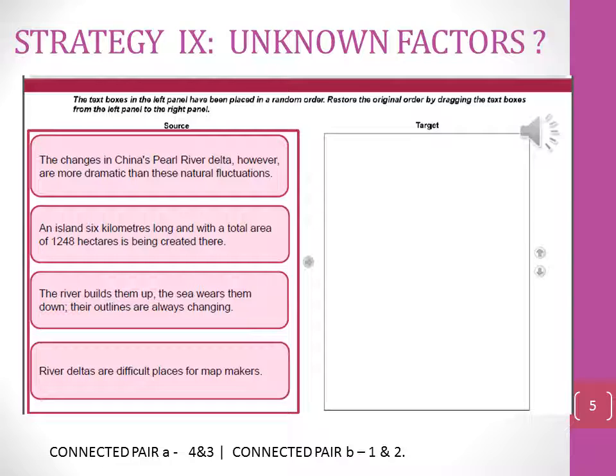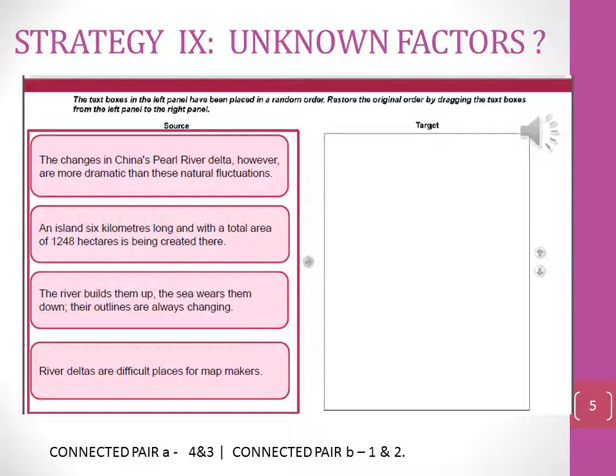You have your sequence. Also, if you look at sentence number 4, it has the least amount of detail. It talks about the topic, that is river deltas. It is giving you just a general heading. River deltas are difficult places for map makers. The words map makers do not appear anywhere else, so you know that it is very fit to put right on top as the heading. River deltas are difficult places. The river builds them up, sea wears them down, outlines changing, changes in China, however, an island is being created there in China.